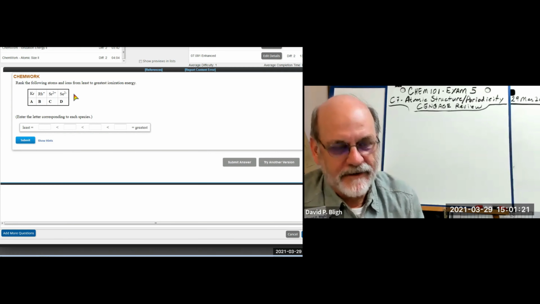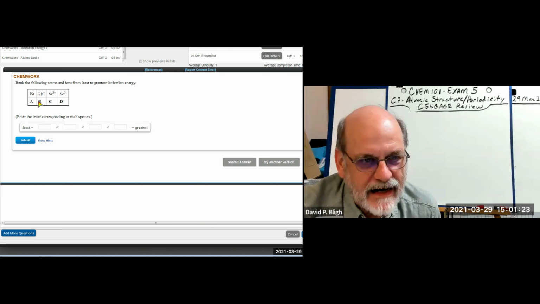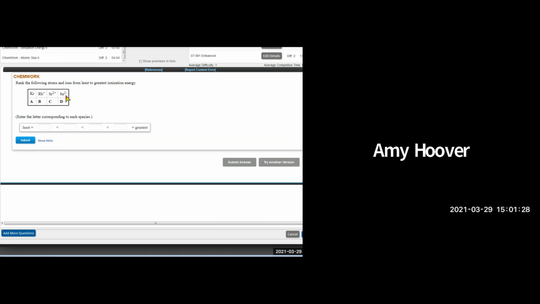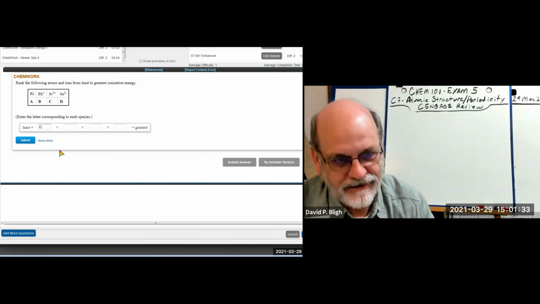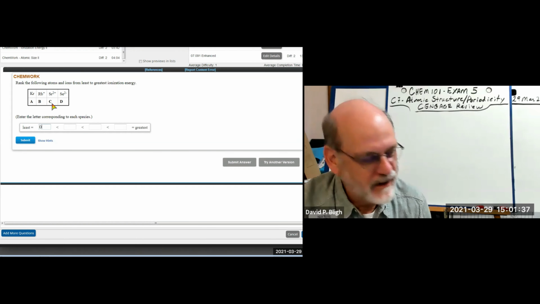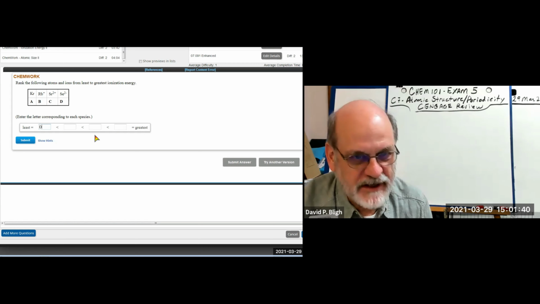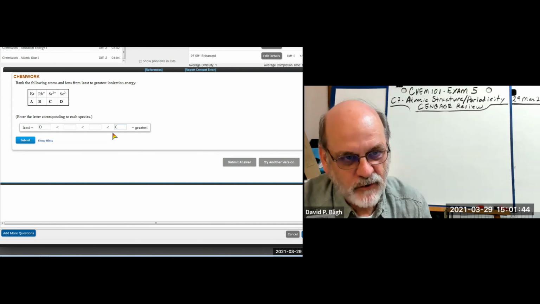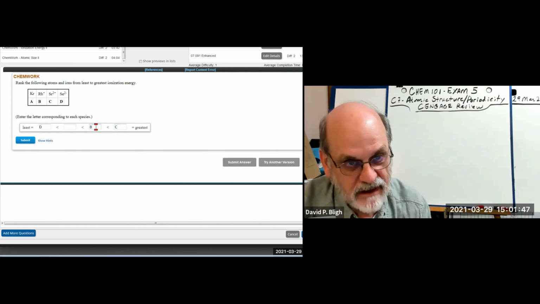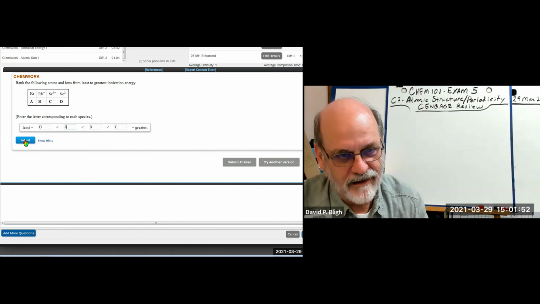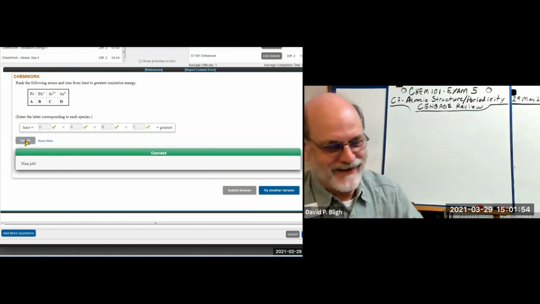Okay. So let's see here. Oh, we do have an anion here. That would be the least one. D. Okay. And the greatest one would be strontium, which would be C. And the next one would be rubidium, which would be B. And krypton, which would be A. Yay!